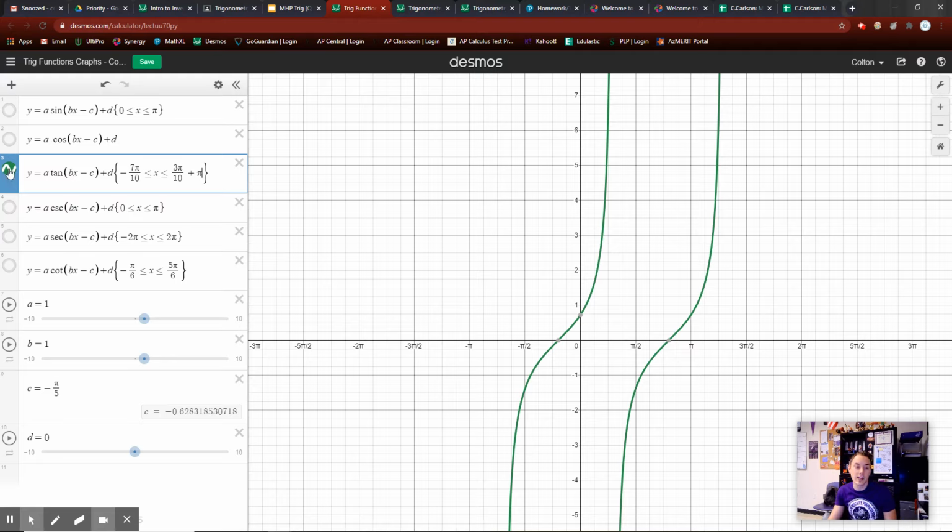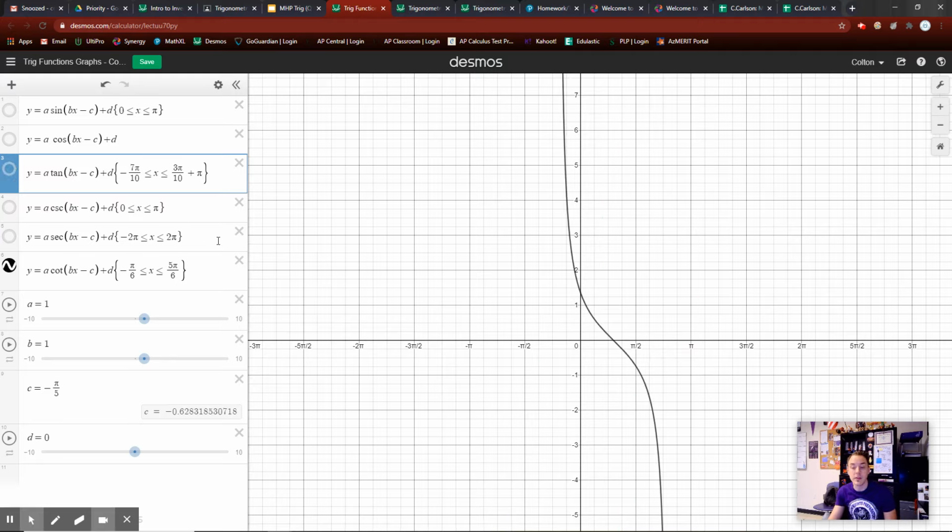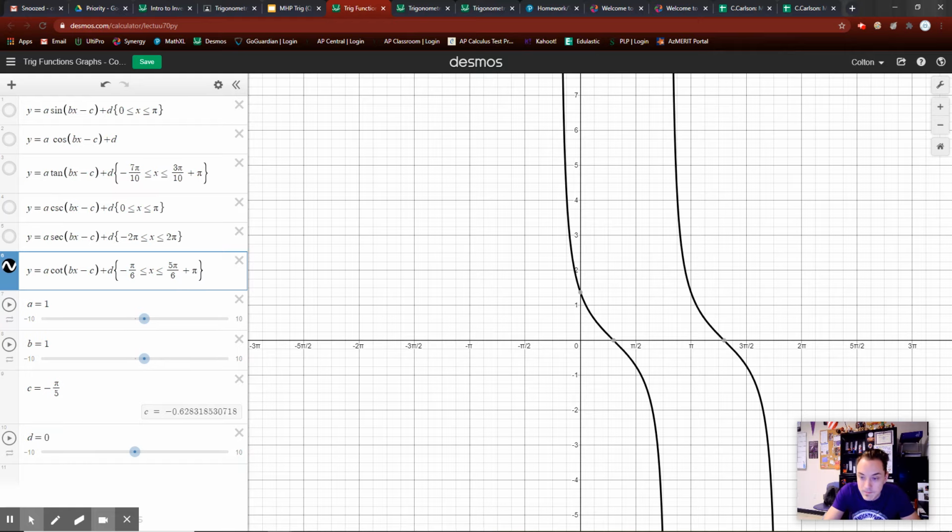Even with your cotangent graph, if you wanted to actually graph 2 periods to see what it really looks like, you definitely could. You could do plus pi here. Why am I doing plus pi? Because remember, the cotangent and tangent graphs are undefined at certain values. That means every pi value they're going to be undefined at every odd multiple of pi.